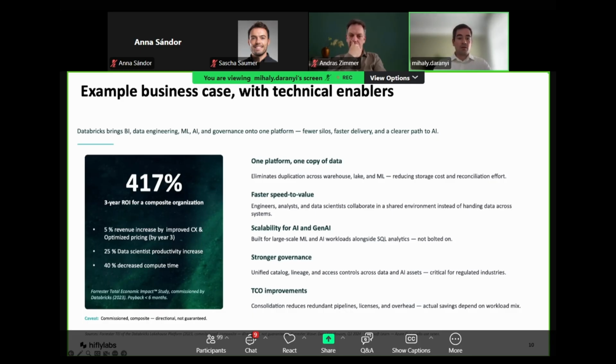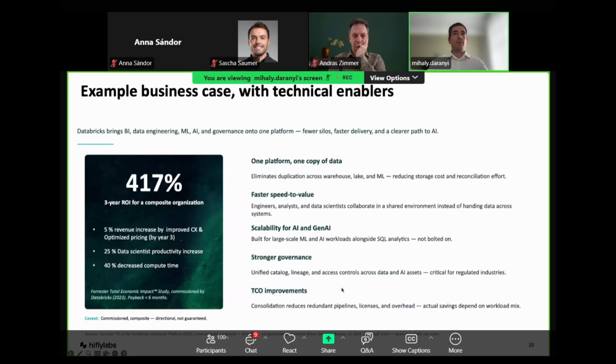And the next one is stronger governance: unified catalog, lineage, and access controls across data and AI assets, which is also critical in regulated industries. And also the TCO improvements. Consolidation reduces redundant pipelines, licenses, and overhead. And actual savings depend on the workload mix itself.